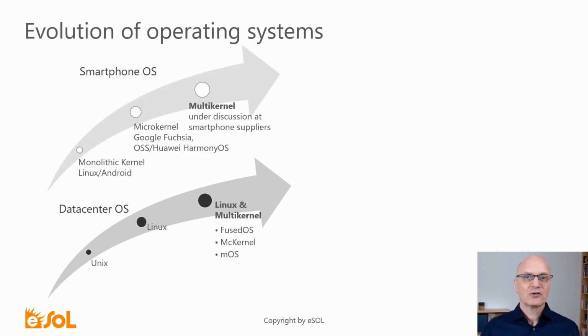The Linux-Android combination dominates the market for smartphones today. However, Google and Huawei are already developing their own microkernel RTOSs, such as Fuchsia or Harmony OS. And their development teams are already thinking out loud about multi-kernels on the internet.